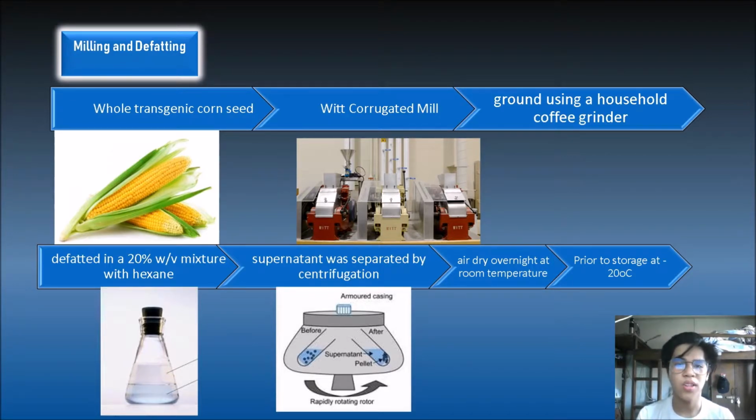The whole ground corn was defatted in a 20% weight by volume mixture with hexane and mixed on ice for 1 hour. The supernatant was separated by centrifugation in a Sorvall RC6 Plus centrifuge, Thermo Sorvall, Asheville NC, before a second hexane extraction was performed. The material was allowed to air dry overnight at room temperature prior to storage at negative 20 degrees Celsius.